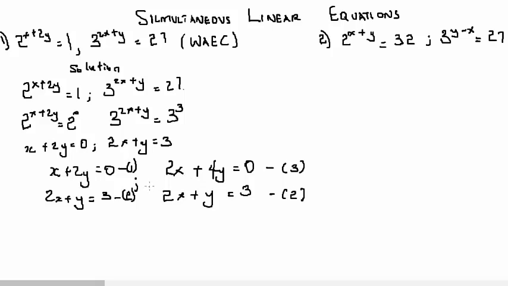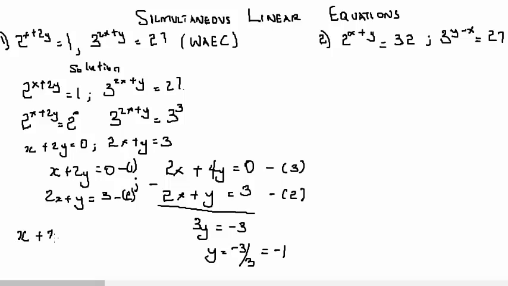So now I can decide to eliminate something. Let's subtract. If I subtract, 2x cancels out 2x, and I'm left with 4y minus y. I have 3y is equals to 0 minus 3 will give me minus 3. So my y becomes minus 3 over 3, giving me minus 1. Now if I have y, it is very easy to find x. Let me substitute the value of y in equation 1. So I have x plus 2 into brackets, my y is minus 1 is equals to 0. So I have x minus 2 is equals to 0, which means x is equals to 2. And that's how to solve a simple question like that.